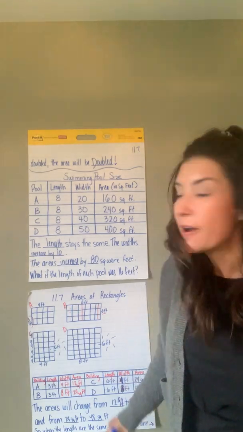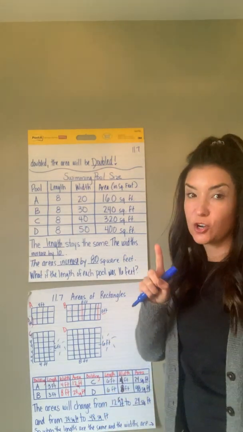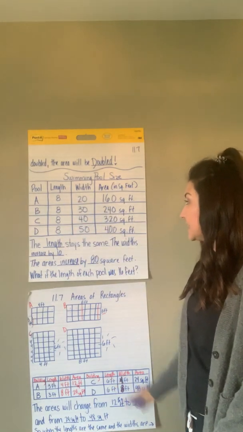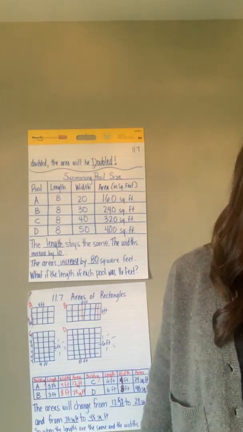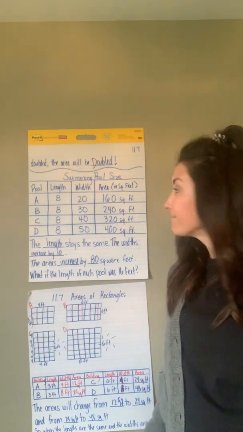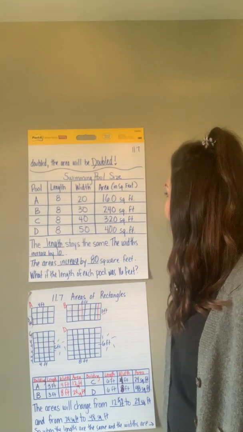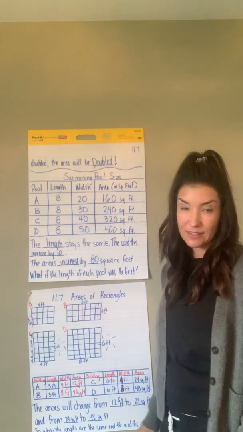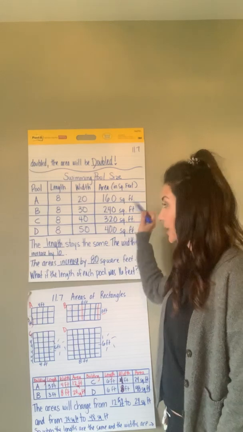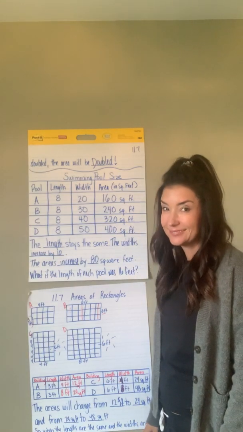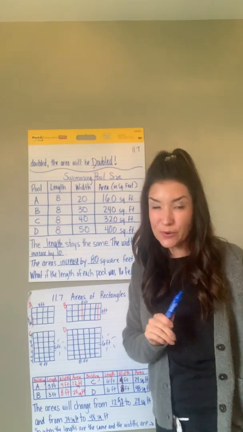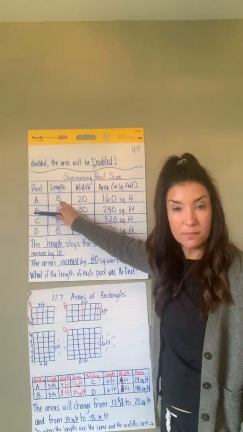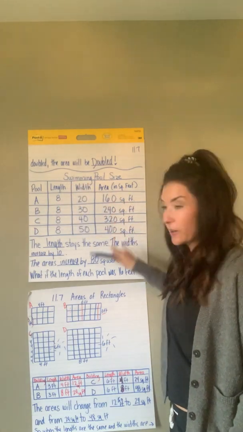Good job. All right, so here's my question to you. Challenge. What if the length of each pool was 16 feet instead of 8 feet? So look at this. If the length was no longer 8 feet, but it was 16 feet, what would happen to the area that we already have here? The areas would double. You're right. Because 8 doubled would be 16. So it would double these square feet.